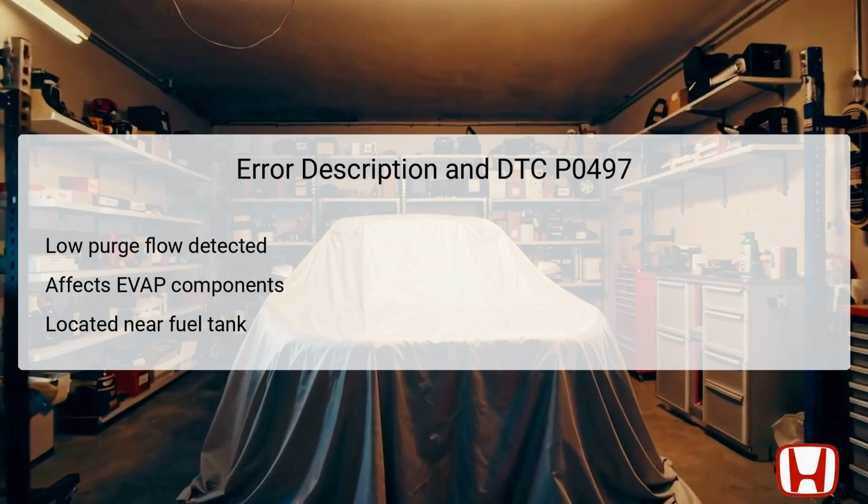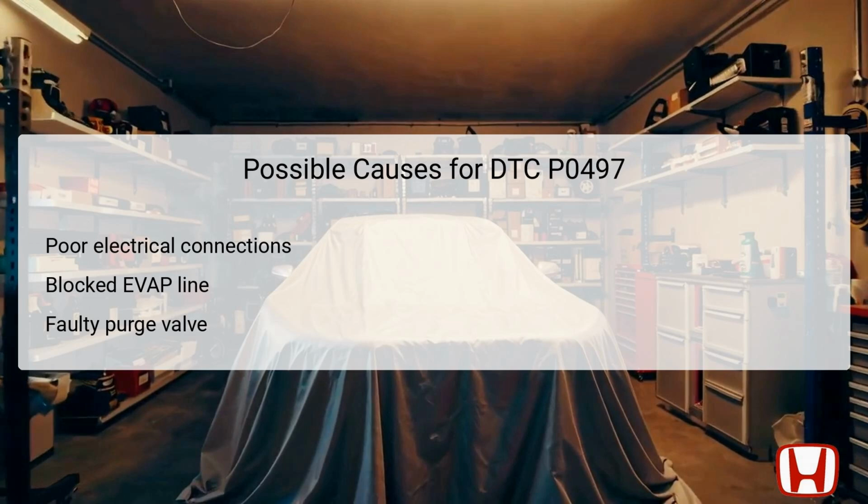Understanding where each component resides aids mechanics in diagnosing and rectifying issues. Problems can arise due to blockages, faulty connections, or component failures. The causes of DTC P0497 can be attributed to several issues within the EVAP system.